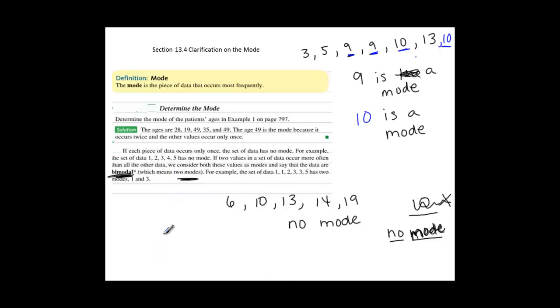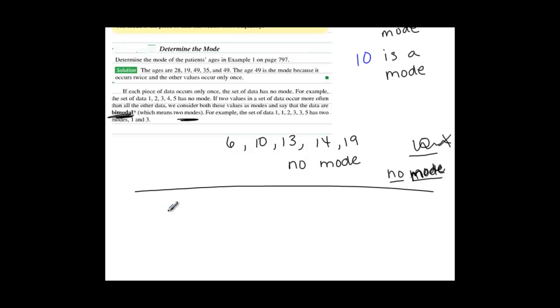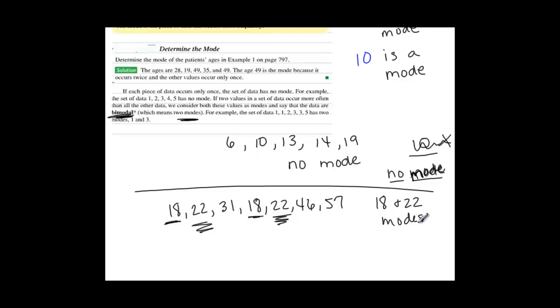Let's see, let's do one or two more quick examples. These are pretty quick and easy. Let's say I have a list of data, 18, 22, 31, 18, 22, 46, and 57. And you're asked on that to find the mode. Here we've got 18 occurs twice, but also 22 occurs twice. So this is a bimodal set of data where 18 and 22 are both the modes.